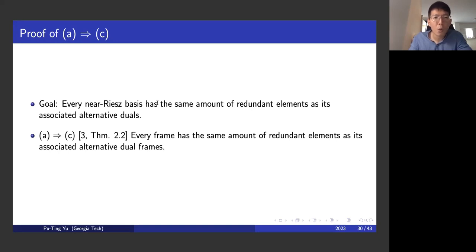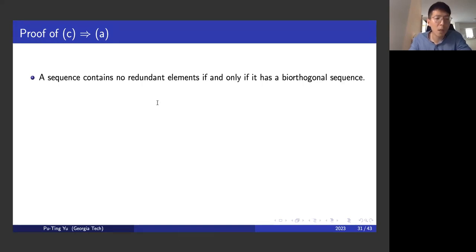So now let me move on to the direction from C to A. One thing we have to know first is that a sequence contains no redundant elements if and only if it has a bi-orthogonal sequence. What we mean by bi-orthogonal sequence is, if we say Xn and Yn are bi-orthogonal to each other, then the inner product of Xn and Yk equals delta nk, where delta nk equals 0 when n is not equal to k, and delta nk equals 1 when n is equal to k.